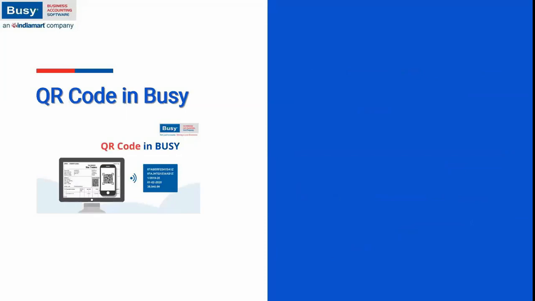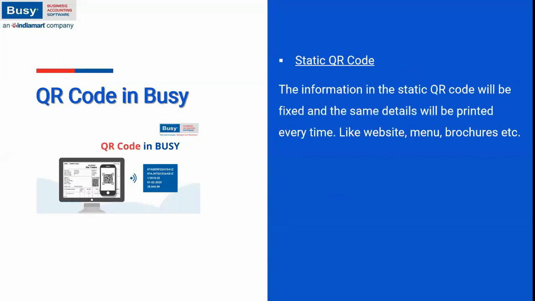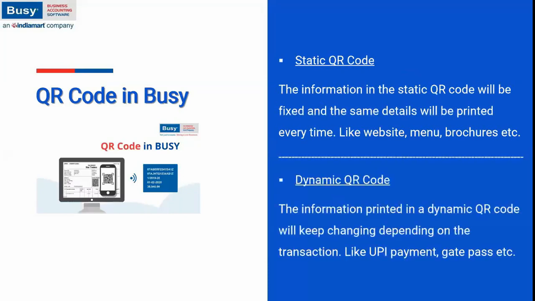Quick response code in Busy. Here, Busy will have two types of QR codes, static QR code and dynamic QR code. Static QR code is nothing but it cannot be changed. Dynamic QR code is nothing but it can be changed, edited and shared easily. This is the difference between static QR code and dynamic QR code.